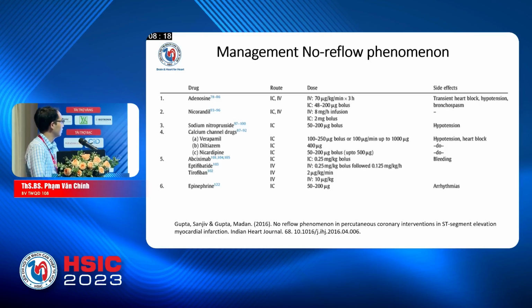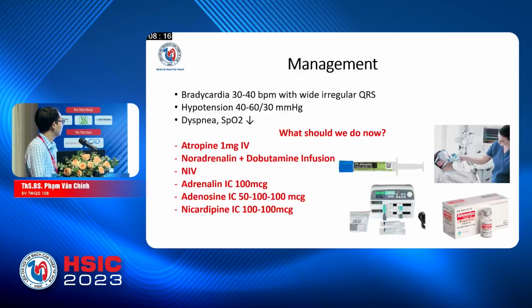So what did we do for our patient? Because the patient had bradycardia, hypotension and dyspnea, we first used atropine 1 milligram intravenously. After that, we used vasopressor and inotrope to raise blood pressure. To support her respiratory system, we used non-invasive ventilation. And for the coronary, we used adrenaline, adenosine, and nicardipine.